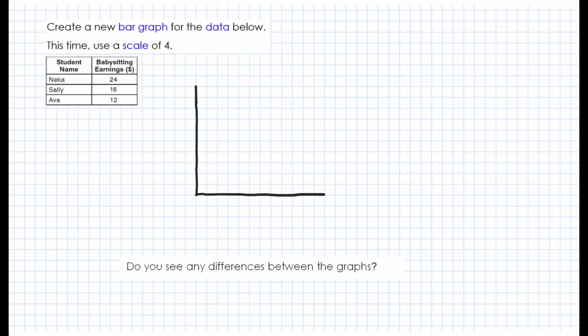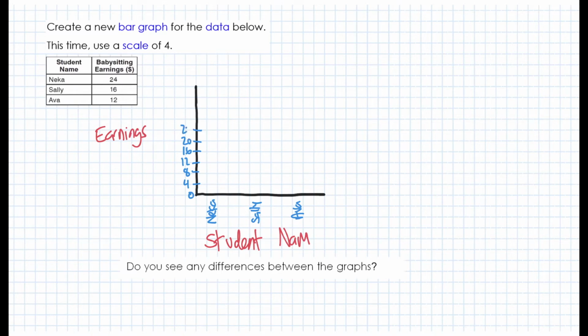Create a new bar graph for the data below. This time use a scale of 4. So to use a scale of 4, it just basically means you have to skip count by 4. This little corner is 0. This would be 4, 8, 12, 16. I'm going to keep going, 24. And let's go to 28. So now we can put the data on the graph. So we can see with this graph now who has the most money.